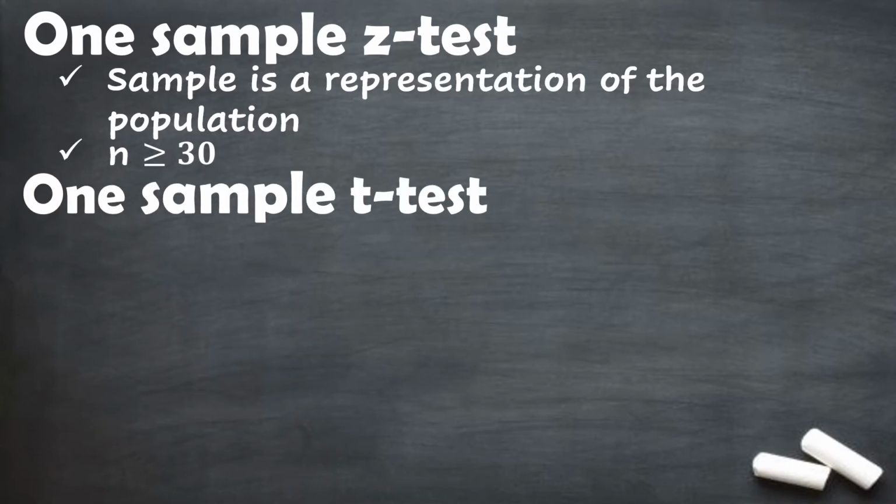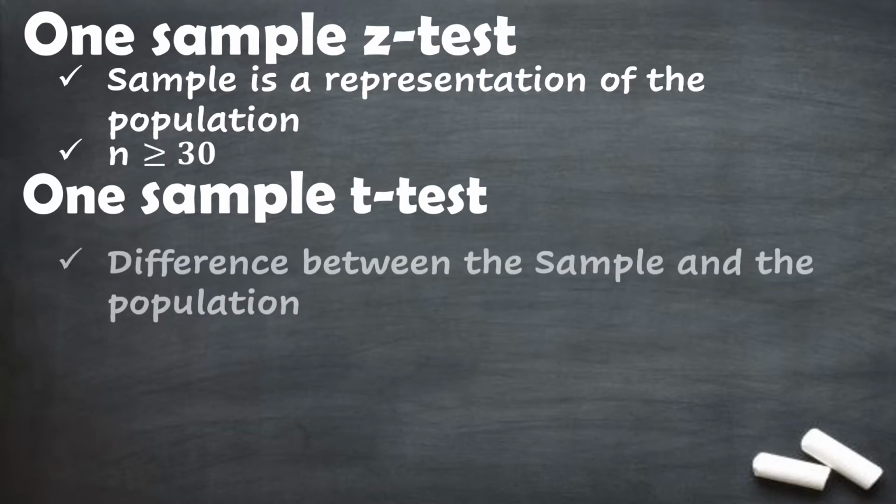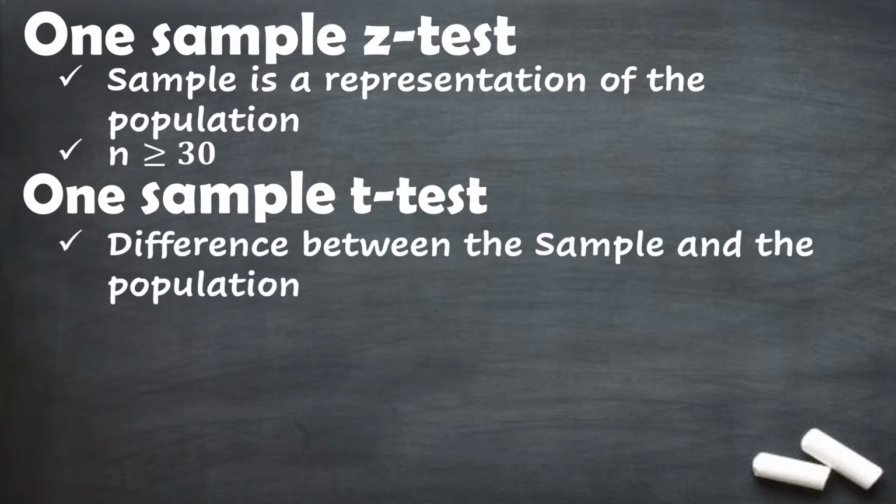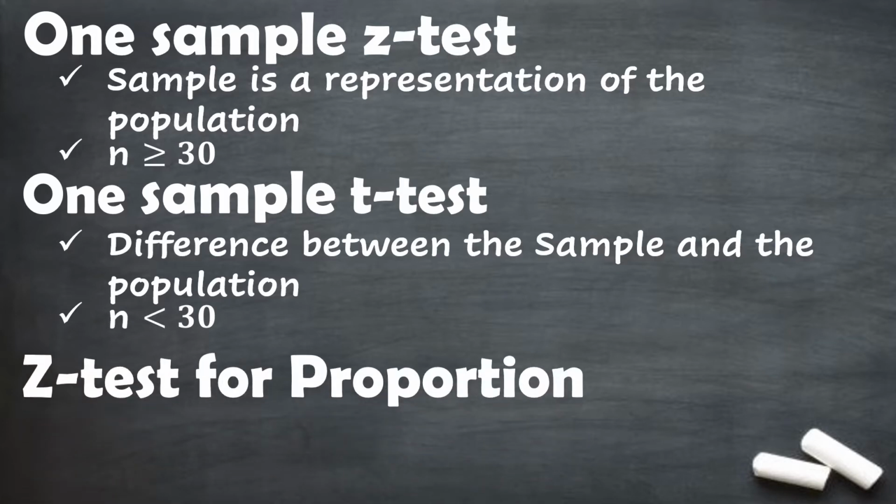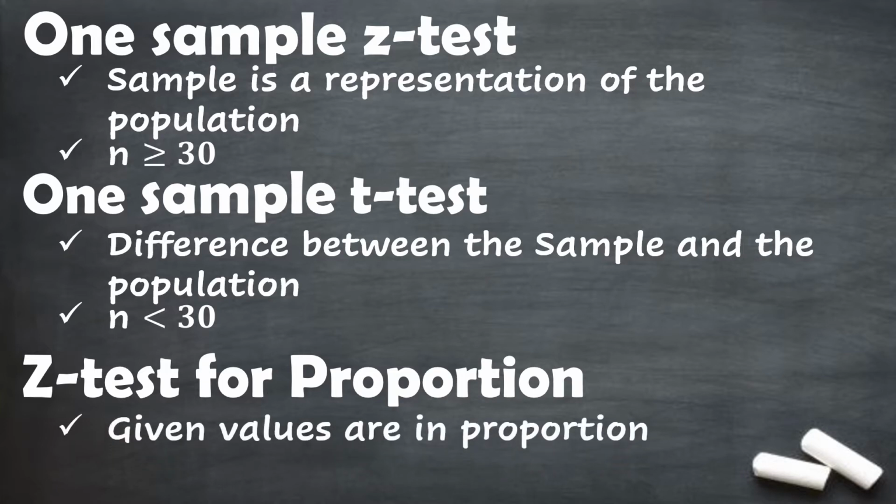Next is one sample t-test. We will use one sample t-test if we want to check if there is a difference between the given sample and the population. And the number of samples should be less than 30. Third statistical test is z-test for proportion. You have to use z-test for proportion if the given values are in proportion.